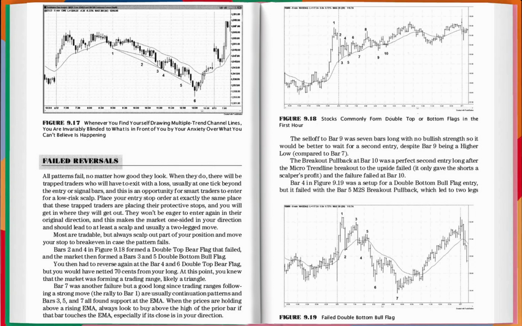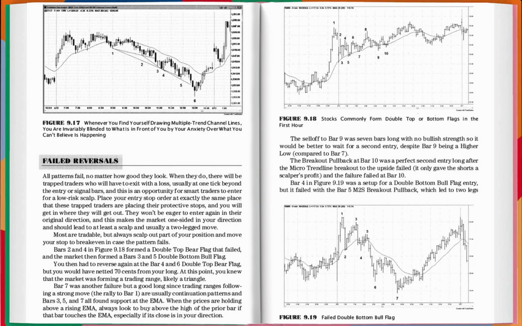Bar 7 was another failure, but a good long since trading ranges following a strong move and the rally to bar 1 are usually continuation patterns, and bars 3, 5, and 7 all found support at the EMA. When the prices are holding above a rising EMA, always look to buy above the high of the prior bar if that bar touches the EMA, especially if its close is in your direction.